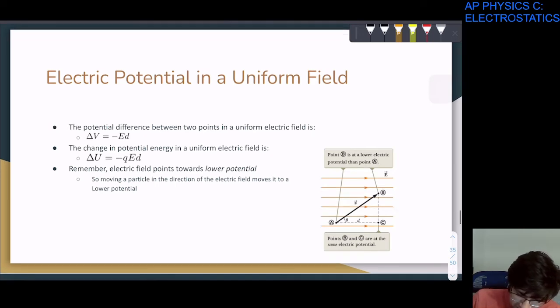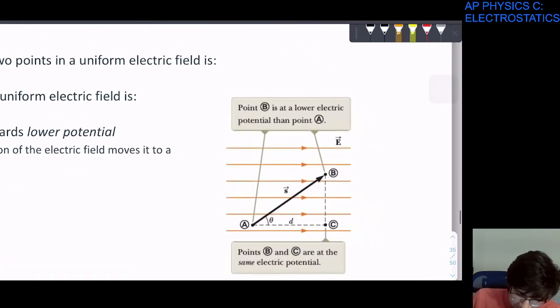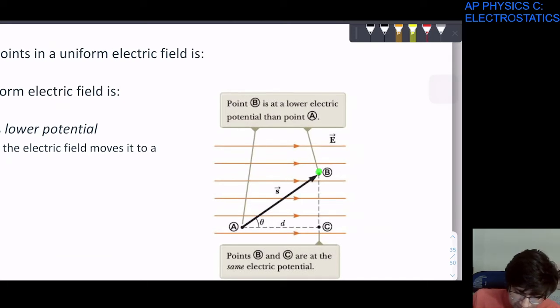In this diagram, you can see that point B is at a lower potential than A. Think of it kind of like a slide. All of these arrows are like a slide, and when you move from point A to point B, you're going down the slide. So from A to B, you're going to a lower potential. Now, B and C are both at the same electric potential.